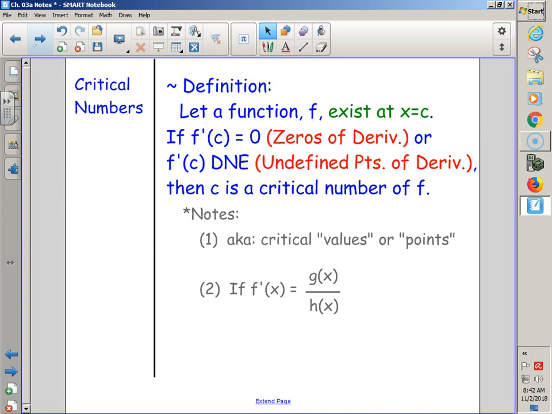It has to exist first at a point. If it doesn't exist, like the one that we saw with the hole, we're in trouble. But first of all, let a function f exist at a point at x equals c. If f prime of c equals 0, the derivative is 0, aka horizontal tangent lines, or f prime of c does not exist, undefined points of a derivative. If you want, you can put HTL for that, and you can put sharp points or VTLs. Do you want that reminder from earlier on in the year? Then c is a critical number.